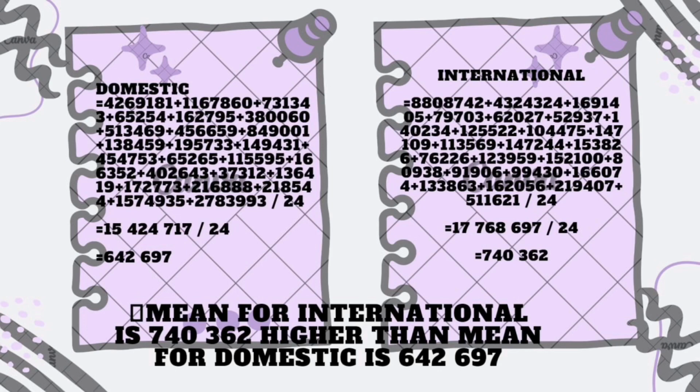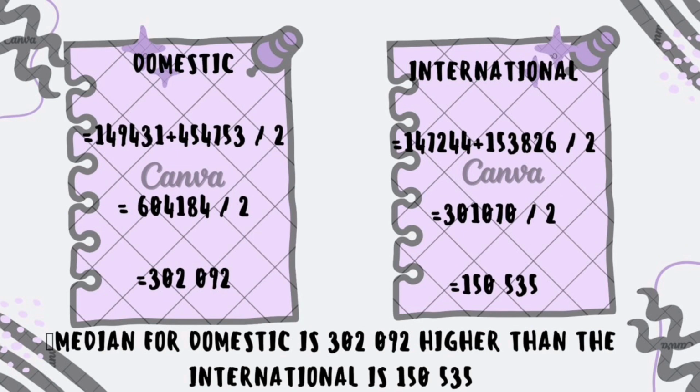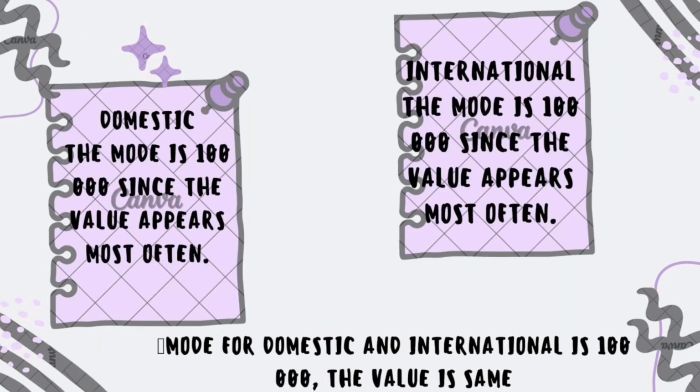And after that, median. Median is the middle of the numbers in the dataset. For domestic, we add the two numbers in the middle and divide by 2, and also for international. Median for domestic is higher than the international. Next, we find the mode. Mode for domestic and international is 100,000. The value is the same.